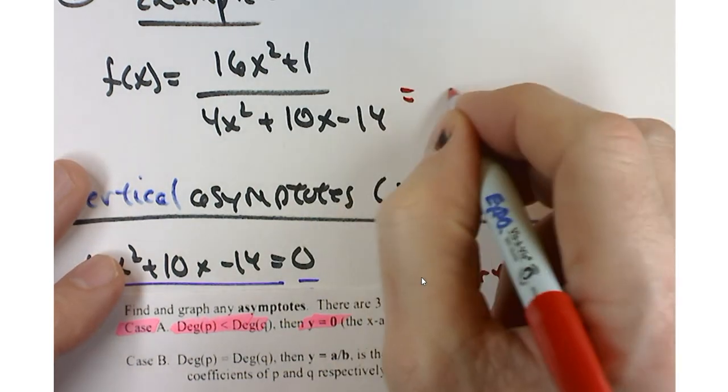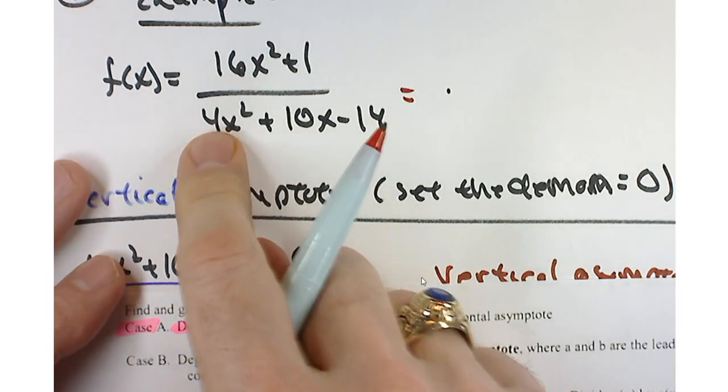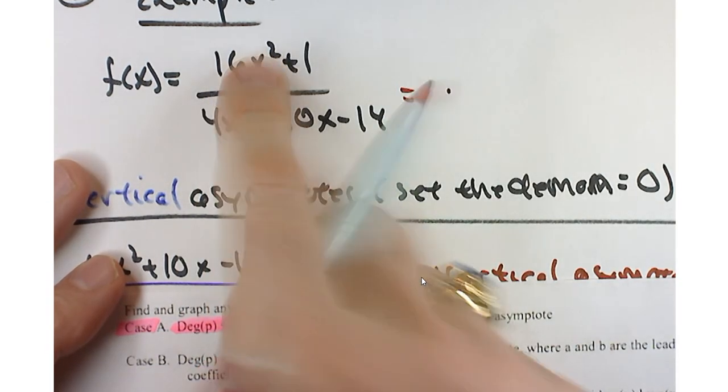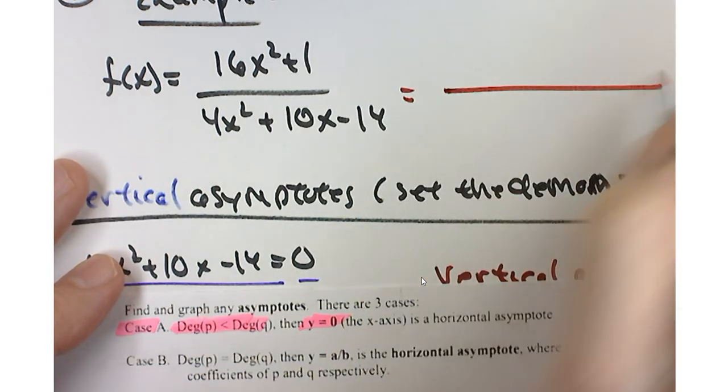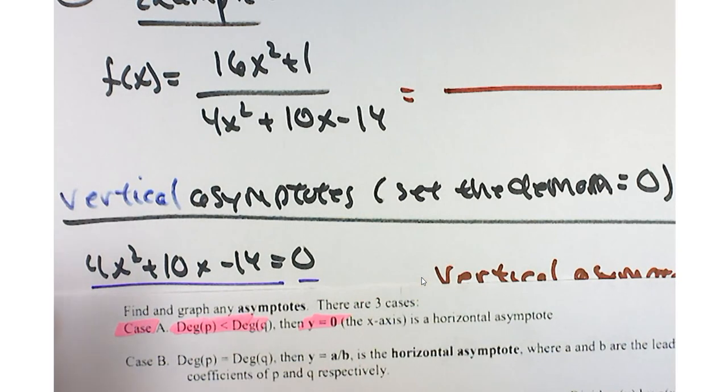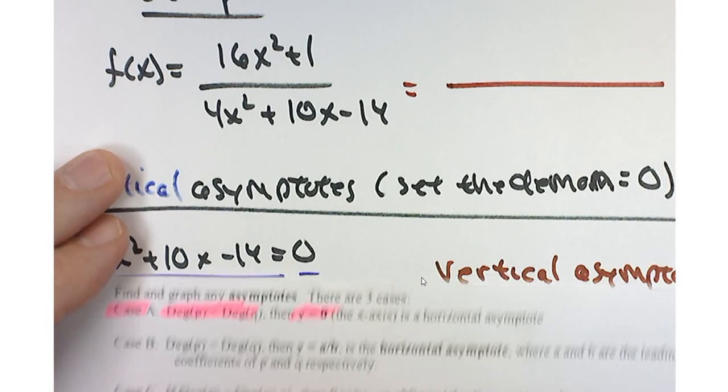Let's see. Why is it 4? Oh, excuse me, sorry, the leading coefficient is 4. The degree here is 2, and the degree here is 2. My bad. I was thinking ahead to a little something I gotta do next.